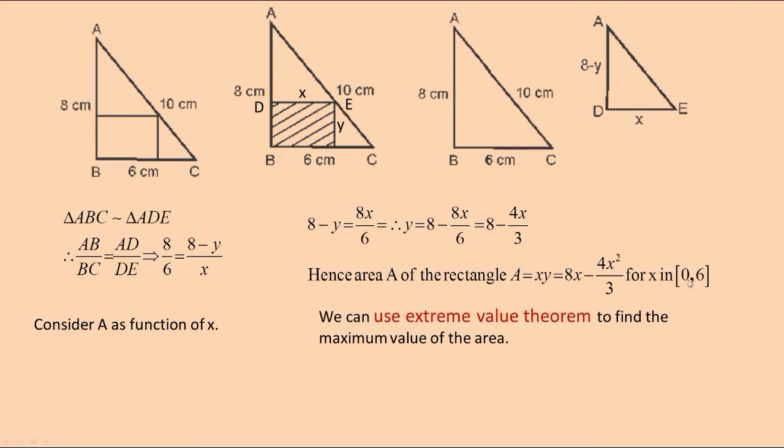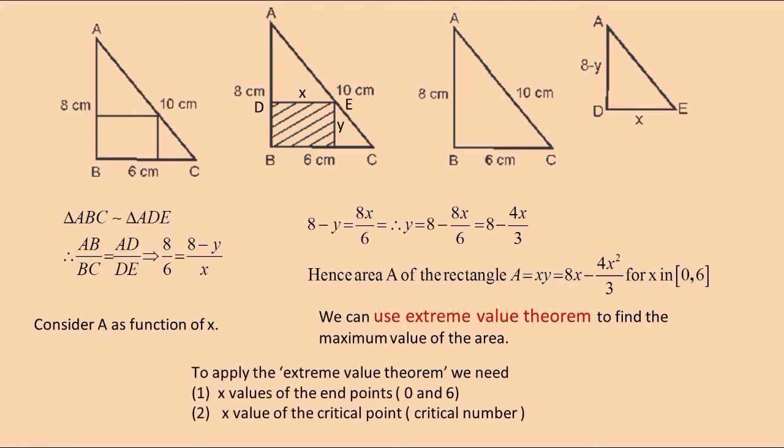These are the x coordinates of the endpoints, 0 and 6. And also you should know what is meant by critical point, or the x value of the critical point, known as the critical number. So to apply the extreme value theorem, you need the x values of the endpoints, and also the x value of the critical point, which is the critical number.